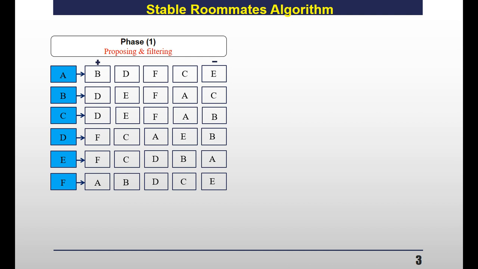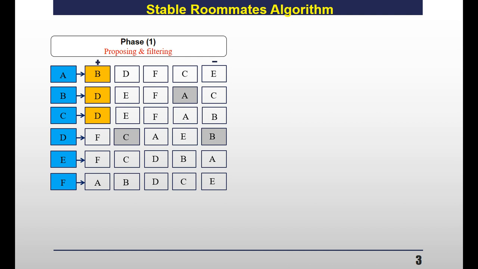In the phase one called proposing and filtering, every user makes a proposal to the most preferred one in his own preference list. So A makes a proposal to B, and B holds the proposal from A and waits. B makes a proposal to D, and D holds the proposal from B. C makes a proposal to D, and D holds the proposal from C.